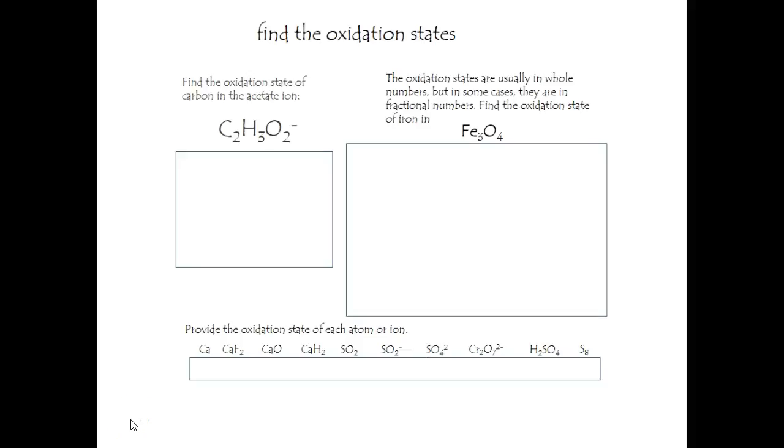This is AP Chemistry Screencast 3.8. Let's find some oxidation states. This is the acetate anion. Now you might be tempted to immediately take carbon, look it up, and say it's plus or minus 4, but it can in fact be variable.